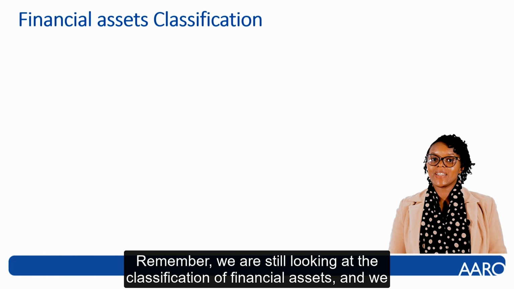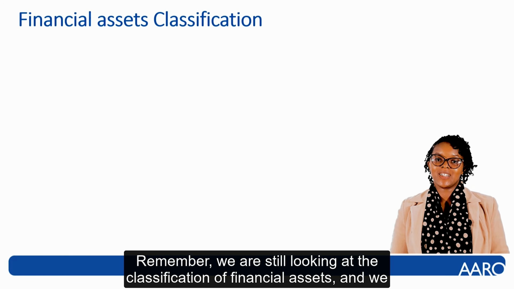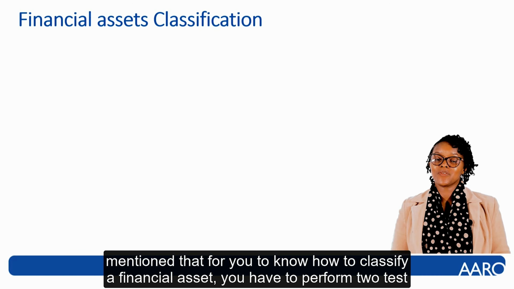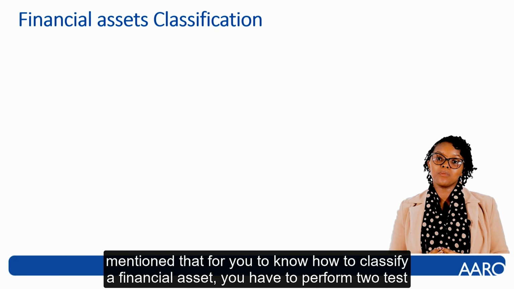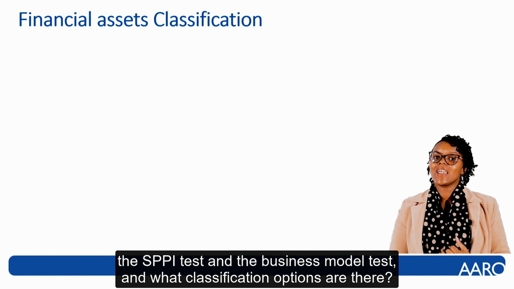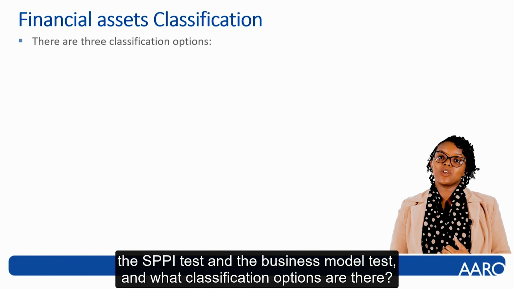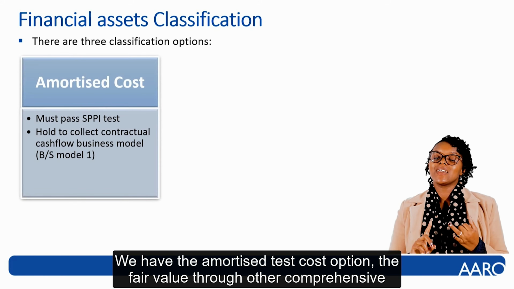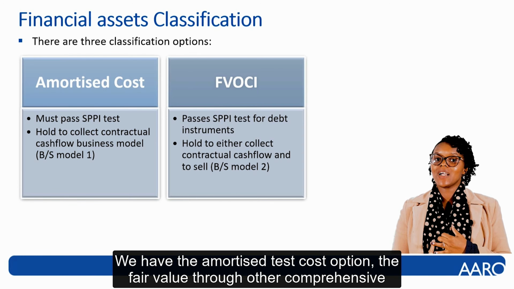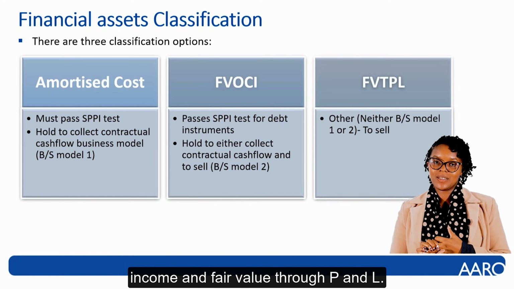Remember, we are still looking at the classification of financial assets. And we mentioned that for you to know how to classify a financial asset, you have to perform 2 tests, the SPPI test and the business model test. And what classification options are there? We have the amortized cost option, the fair value through other comprehensive income, and fair value through P&L.